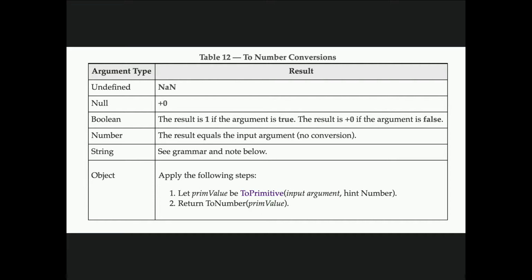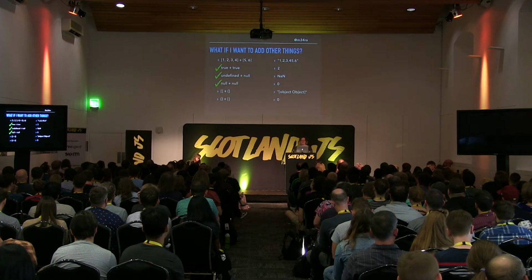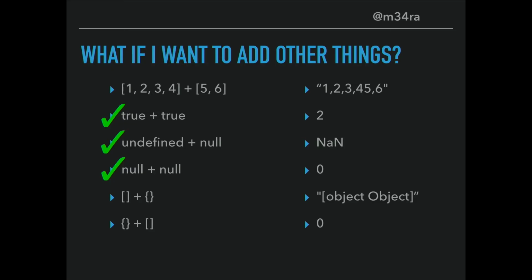So let's go back and take our new knowledge and do some math. So already, just from that table we just looked at, we've got 3 of our 6 problem children figured out. True plus true turns into 1 plus 1, which gives us 2. Undefined and null, that's not a number plus 0. And when you add anything to not a number, it will still not be a number. So that stays as not a number. Null plus null, 0 plus 0 gives us 0. But we've still got our 3 other examples.